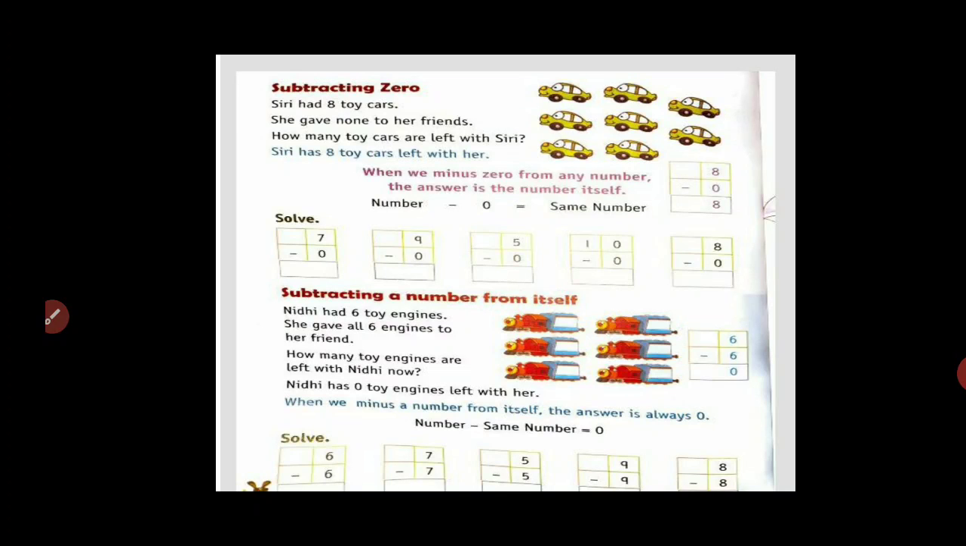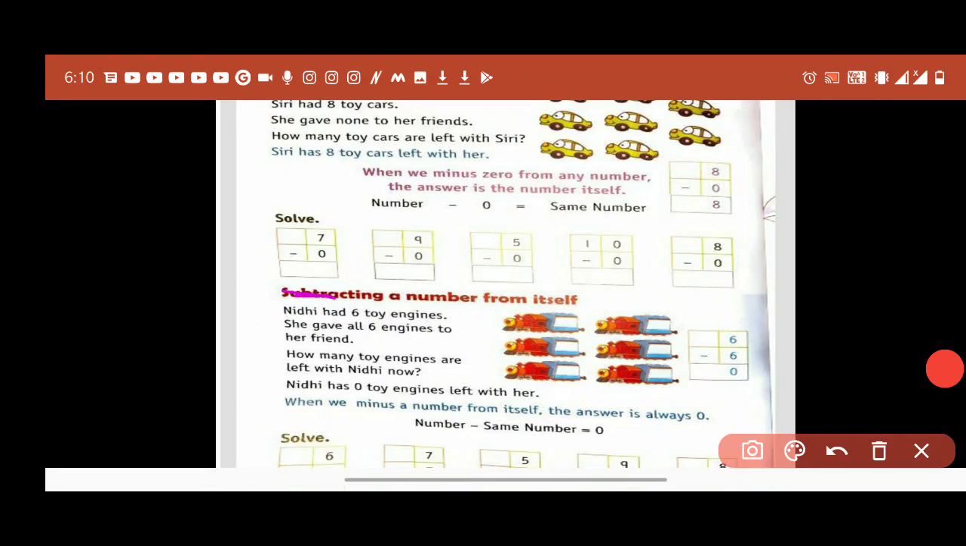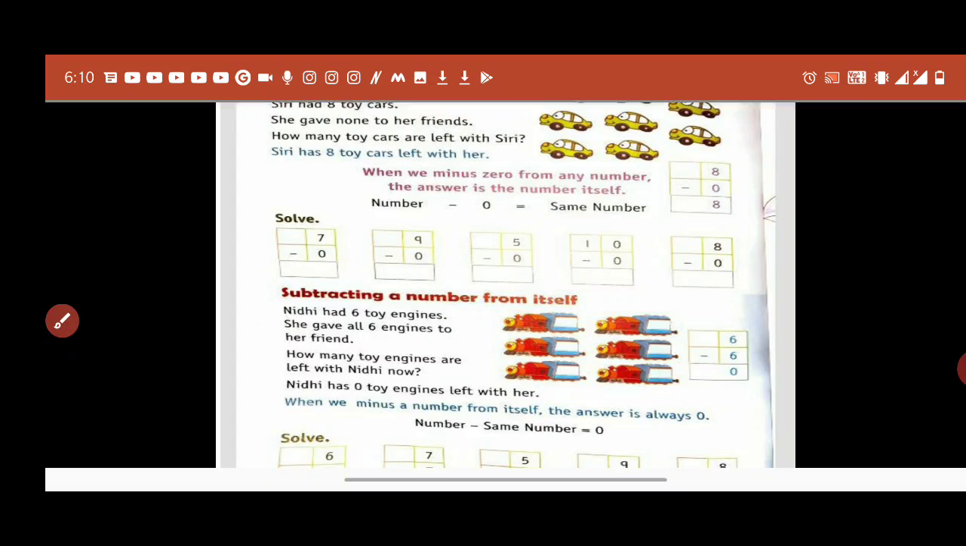So, subtracting 0. First question, 7 minus 0. Whenever we subtract 0 from any number, what did we learn? The answer is the number itself. So, what is 9 minus 0? 9. 5 minus 0? 5. 10 minus 0? 10. 8 minus 0? 8. Wonderful. Let's do next one now.